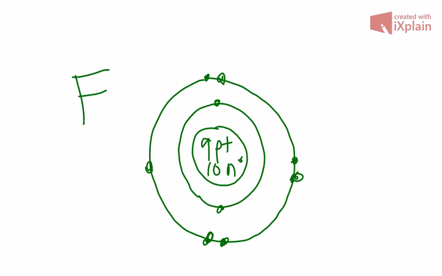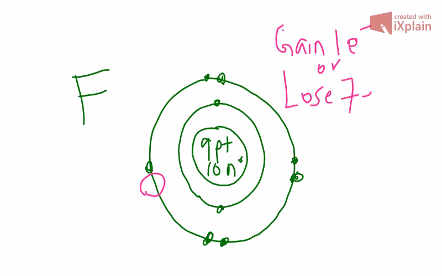Okay, so now we have to decide, how is fluorine going to become stable? How is it going to form a full valence shell? So how many empty spaces are on its last shell? Well, there's 1 empty space right here. So fluorine can either gain 1 electron or it can lose 7 electrons. So which one's easier? Well, I hope everybody chose the gain 1 electron. So actually fluorine is going to gain an electron right there to obtain a full valence shell.